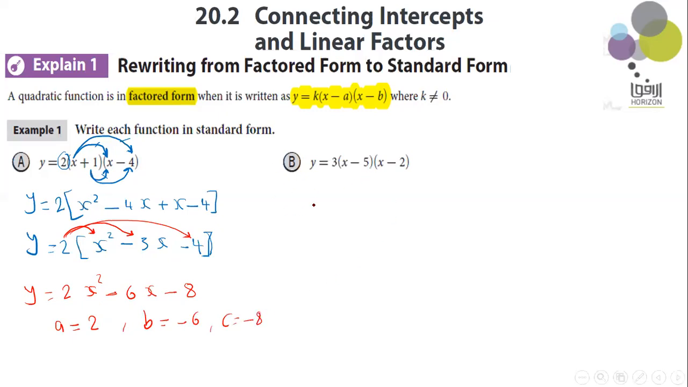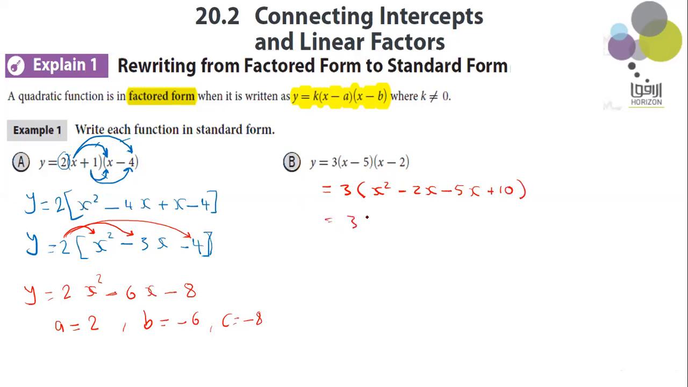Letter B, the same. Look at letter B. We have to multiply x multiply x, x squared. x multiply negative 2, negative 2x. Minus 5 multiply x, minus 5x. Minus 5 multiply minus 2, it will be positive 10.